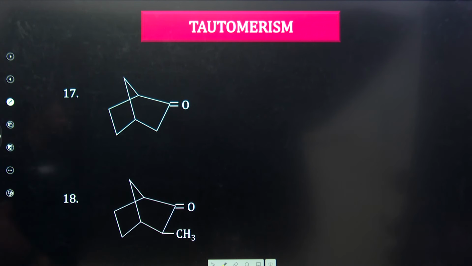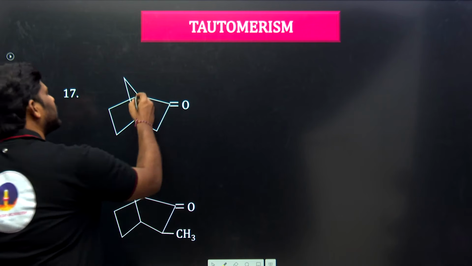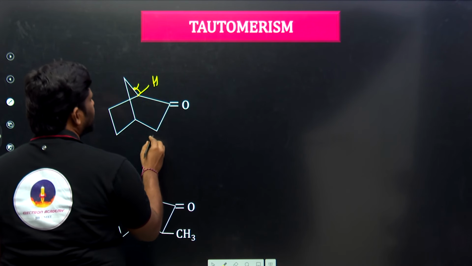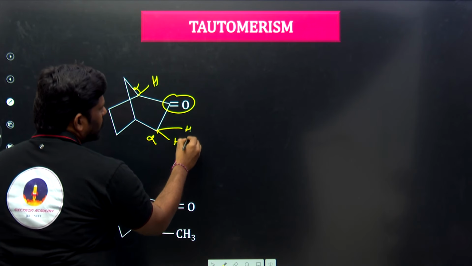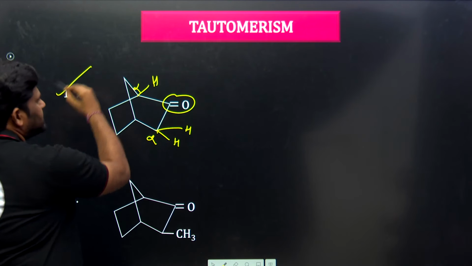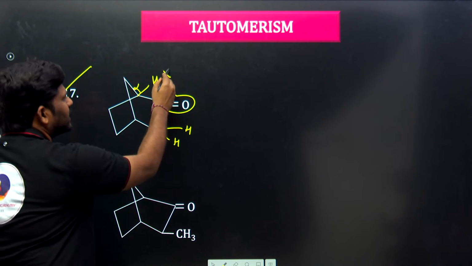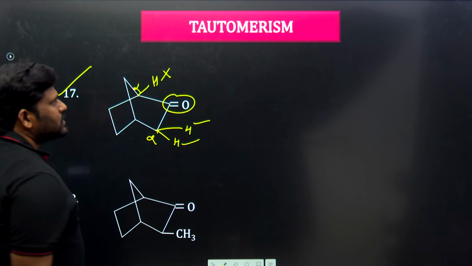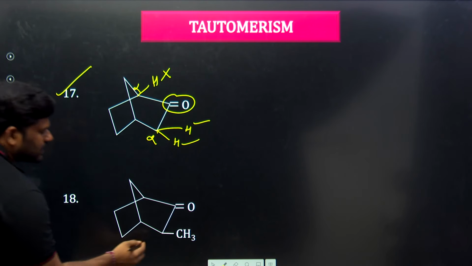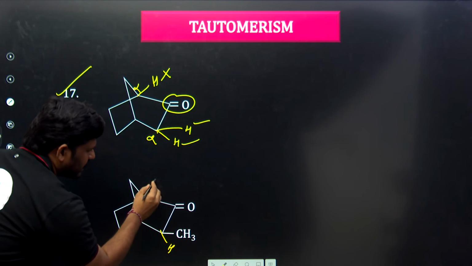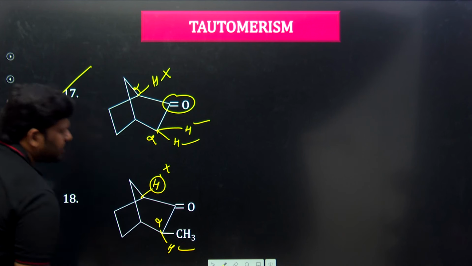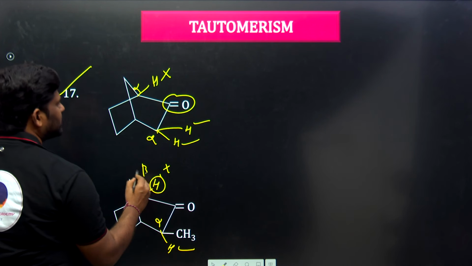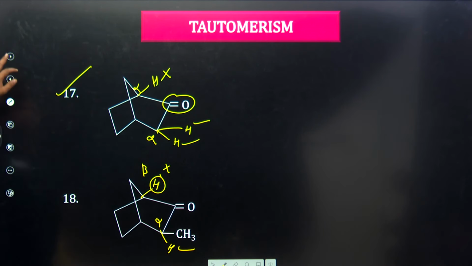Cannot show tautomerism. Next, very important, a bridged one. This is also alpha, this is also alpha. This is a functional group. Alpha hydrogen is there. Bridged alpha hydrogen cannot be involved. Only these are involved, so tautomerism is exhibited in this. Next, hydrogens I am taking here and here. This one cannot participate, only this one will participate. It is a bridged one, and bridged cannot participate. That is a rule.